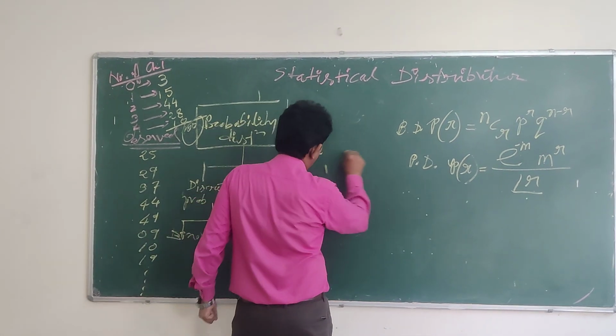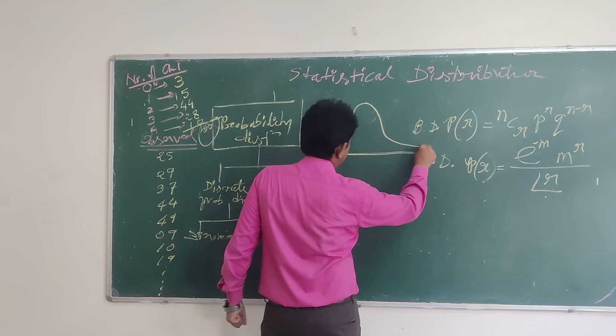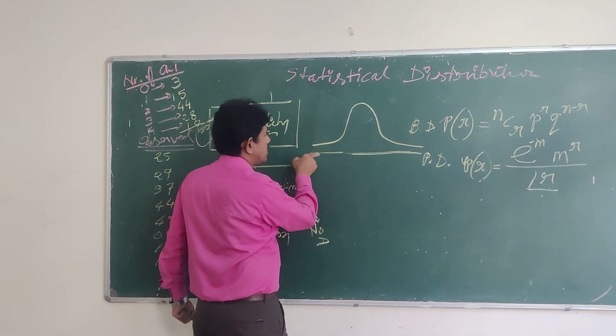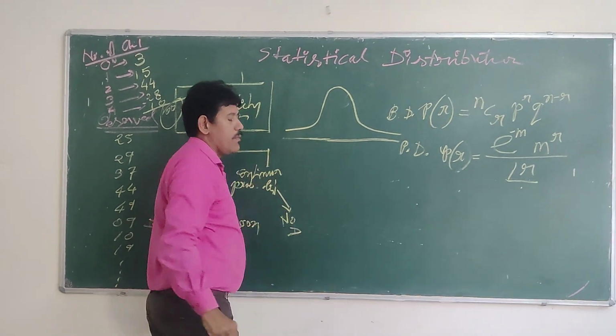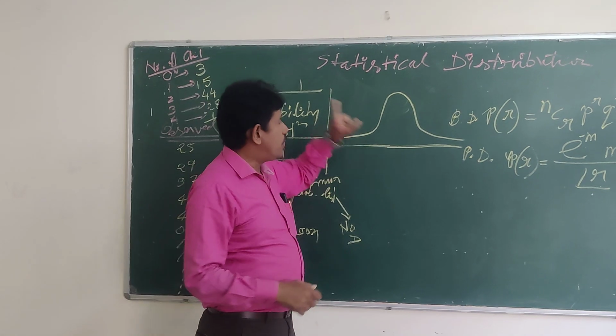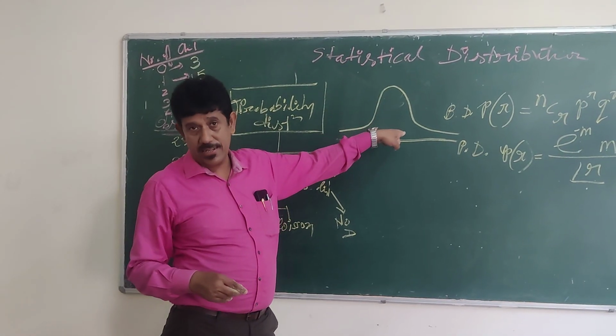What is known as the normal curve? This is known as the normal curve. What is the speciality of this curve? The particular variable is normally distributed. That means the curve will be like this.